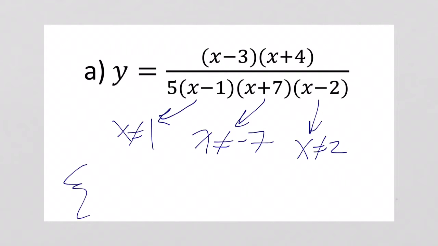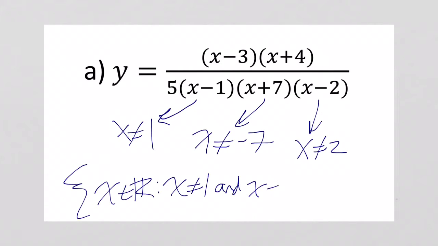So domain is just going to be x in the set of real numbers such that x is not equal to 1, and x is not equal to -7, and x is not equal to +2.